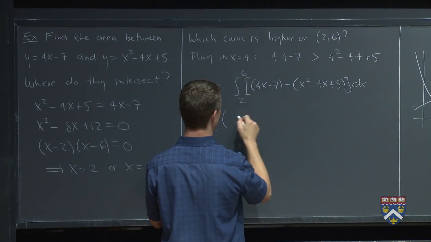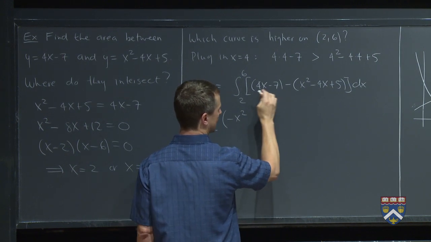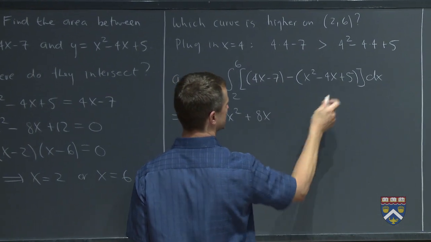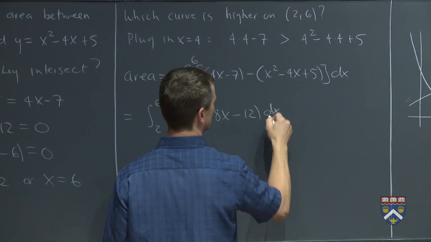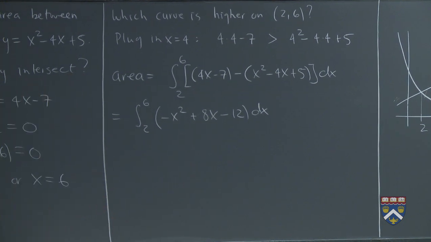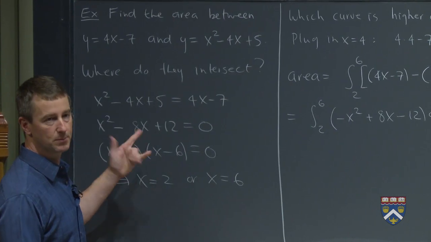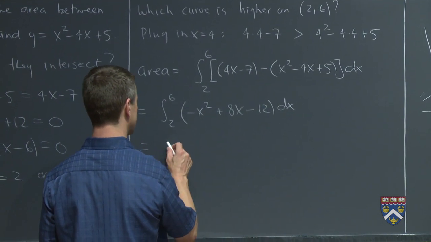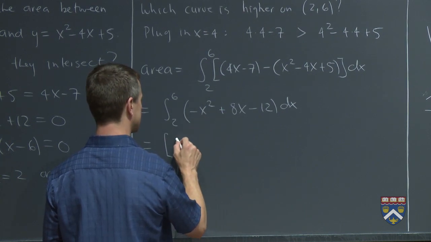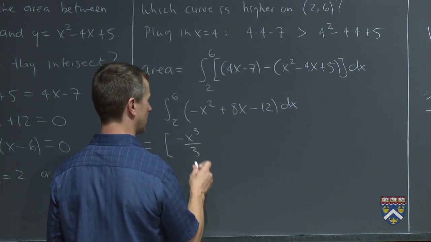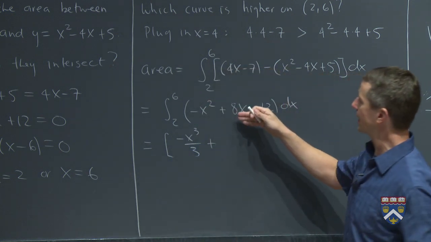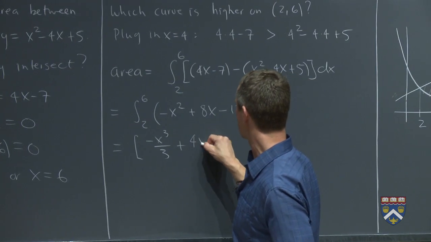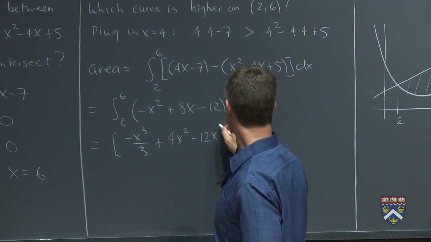So if we subtract, we'll get a negative x squared. We'll get 4x minus negative 4x. That's plus 8x. And then negative 7 minus 5 is negative 12. And this equation should look familiar, right? This function. It is the same as this, except multiplied by a negative 1. And now we just use our integral techniques here. So the integral of negative x squared is negative x cubed over 3. This is going to become what? 8x squared over 2, but 8 over 2 is just 4, so 4x squared, minus 12x.